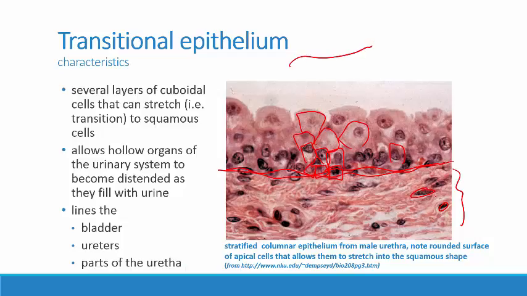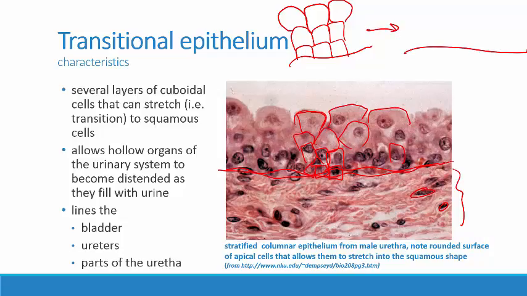Here's the basement membrane. Here are the cuboidal cells. Again, just a few layers. And up here at the surface, they have kind of rounded edges. This is what will help you to recognize. Notice how that upper layer is rounded.